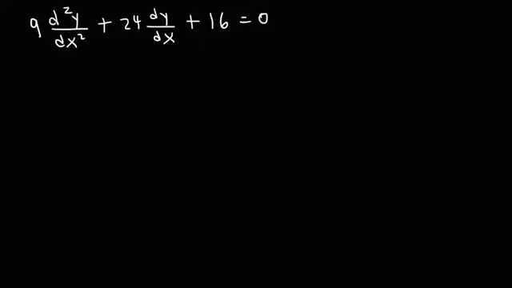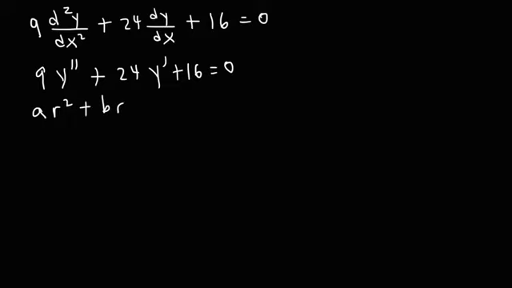If you see it in this form, you could put it back into a form that you're more familiar with. d squared y over dx squared, we can just replace that with y double prime. dy over dx, we can replace that with y prime. So we have this. So now, let's write this equation, a r squared plus b r plus c is equal to 0. So we can see that a is 9, b is 24, and c is 16.